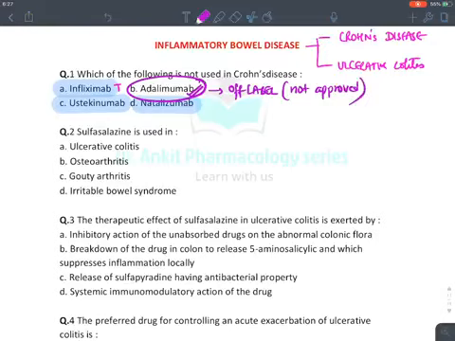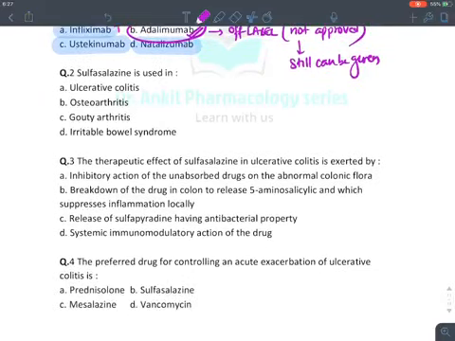Off-label means it is not approved, but it is still given. It can still be given, because it is just like infliximab, an anti-TNF alpha monoclonal antibody. It is not approved, but it still can be given. Sulfasalazine is only given in ulcerative colitis. Remember, it is a 5-ASA compound. There is one more use of sulfasalazine. It is also given in rheumatoid arthritis.